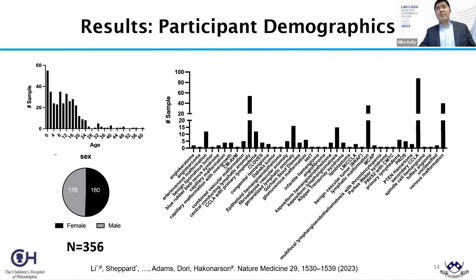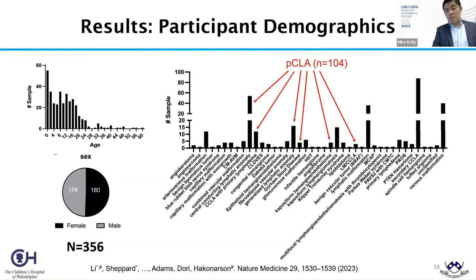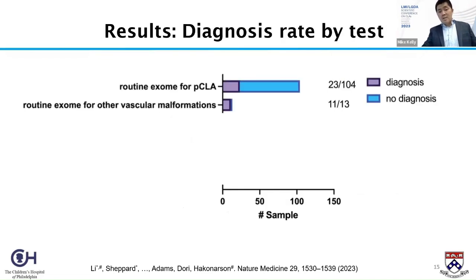So in our cohort, we have 356 patients, and as you can see, it's pediatric enriched, and sex are equally represented. It involved a few disease entities, but I want to highlight here we have 104 primary complex lymphatic anomaly. And here is just a breakdown of what we use, because as I mentioned, we use exome sequencing and panel, and with the exome we identified about 20% of the patients have a germline variant in primary complex lymphatic anomaly and other vascular anomaly.